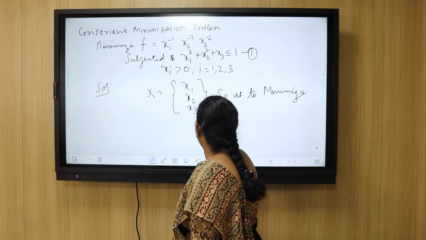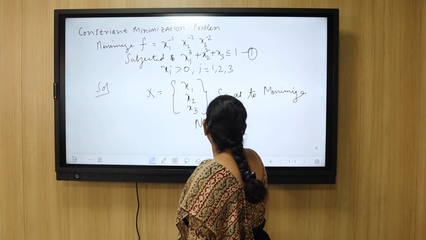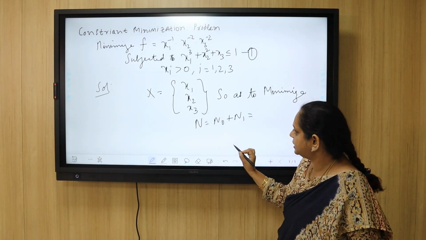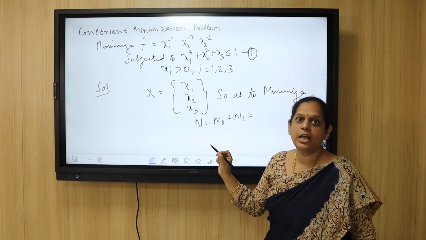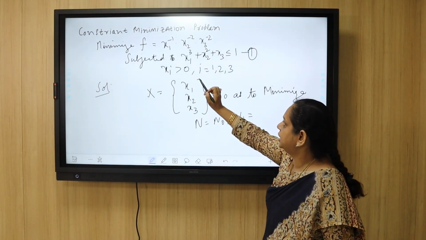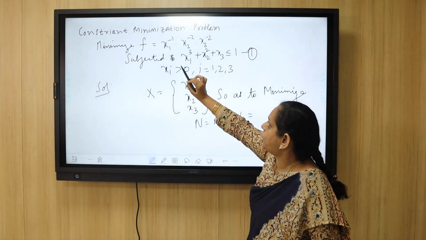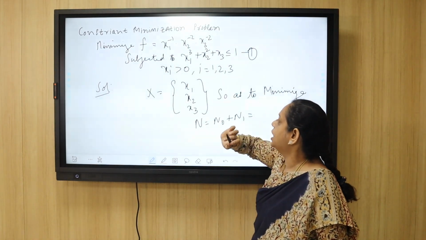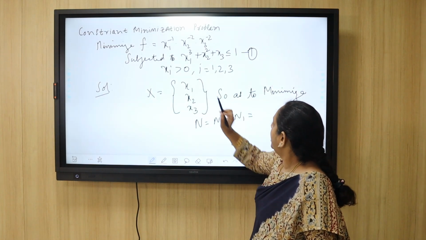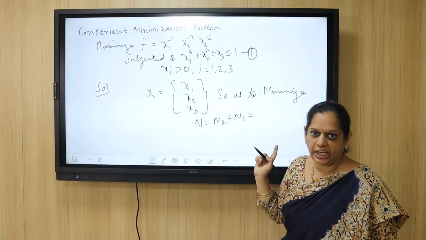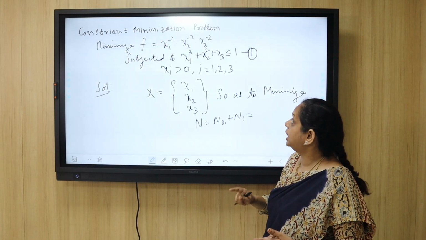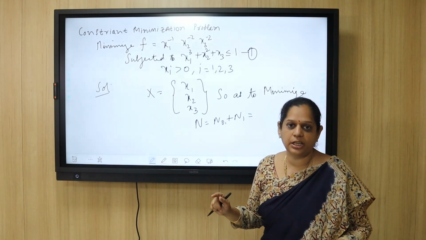N equal to n0 plus n1. Why? Because N is, as we had already discussed in the earlier class, nothing but the number of functions. Here the objective function is there, and a constraint is also there. So n0 will be considered as the objective function and n1 is considered as constraint 1. If there are more constraints, if there is a constraint 2, then we consider it as n2.